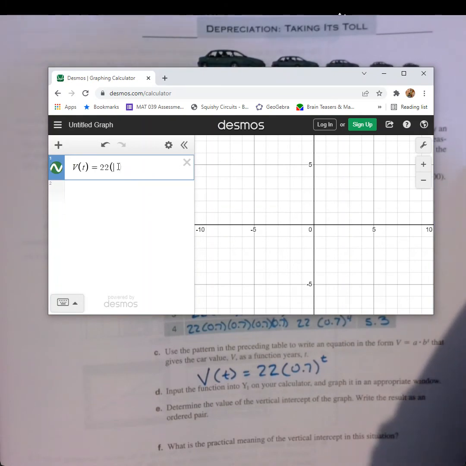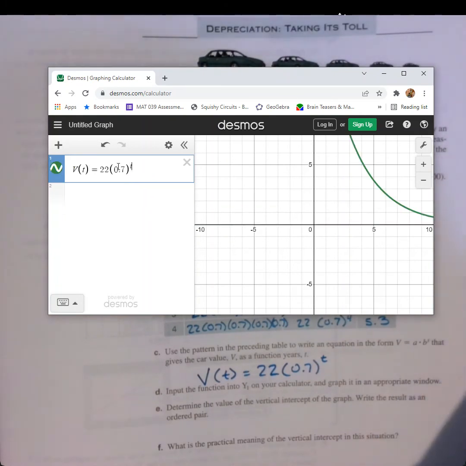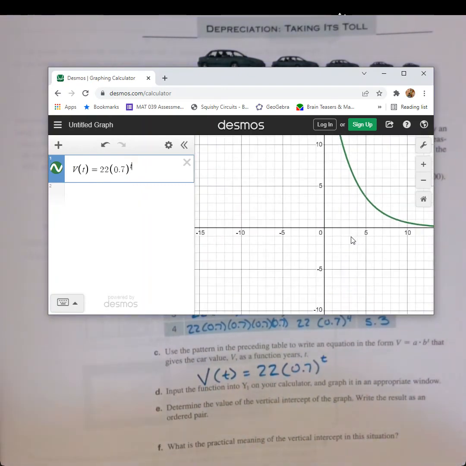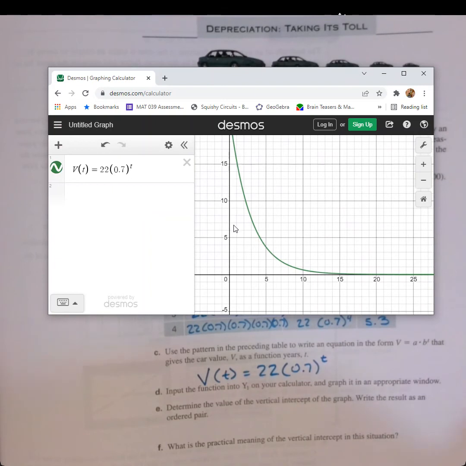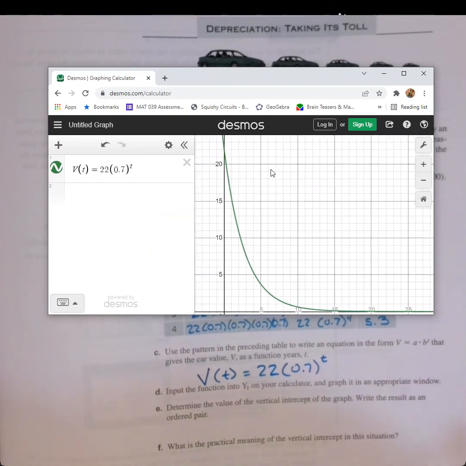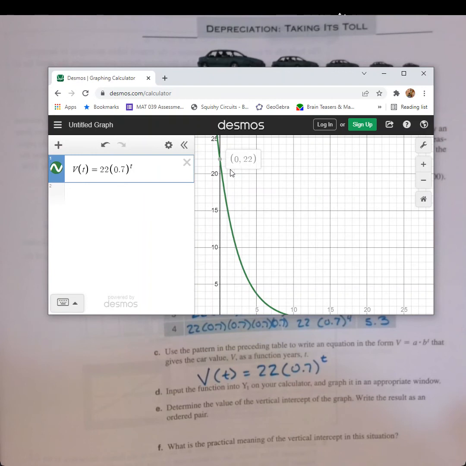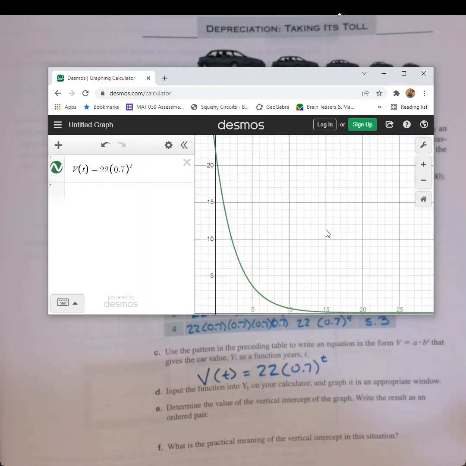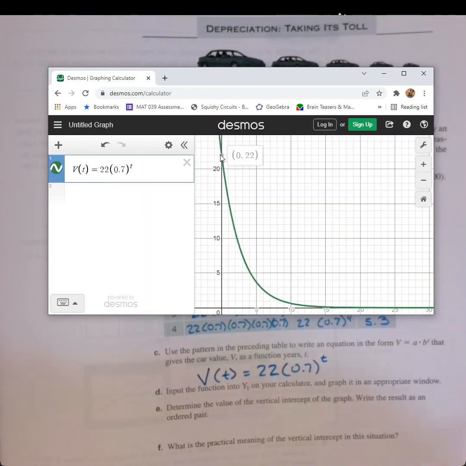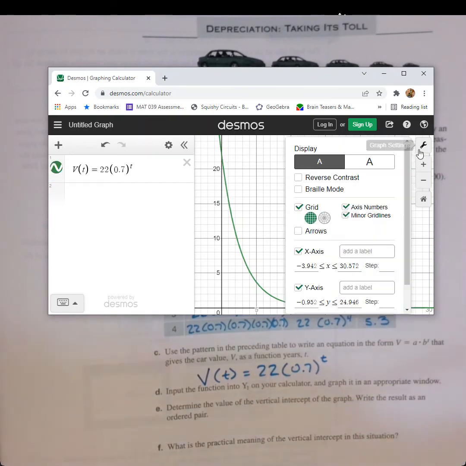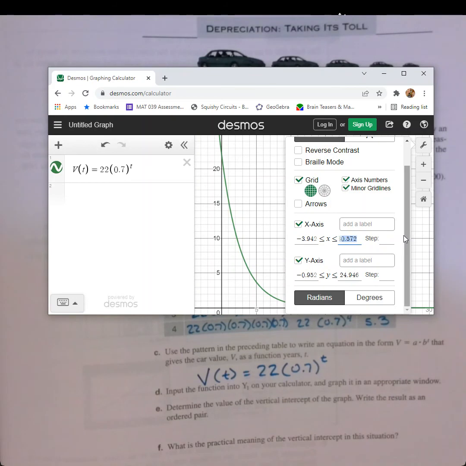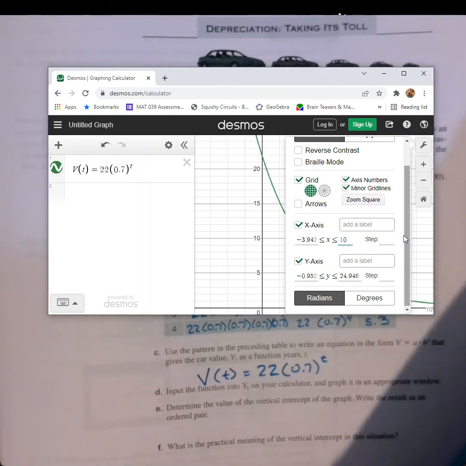V of t equals 22 times 0.7 to the t. Now they said over an appropriate window. So my appropriate window should include the initial value up here. And then it doesn't really matter how far it goes, but what I want to see is certainly that initial point at 0, 22. And then maybe I can see the first four values. Maybe I don't need to see all the way to the value 30. So how about I cut my x-axis down just a little bit so I only see maybe the first 10 years instead of the first 30 years.